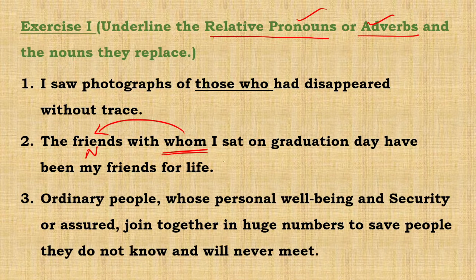Next, ordinary people whose personal well-being and security are assured join together in huge numbers to save people they do not know and will never meet. What is the WH word here in this sentence? Can you tell me? The WH word here is whose. This is another relative pronoun, but whom does it speak about? The ordinary people whose personal well-being. Whose refers to people here. People is the noun form and whose is a relative pronoun.